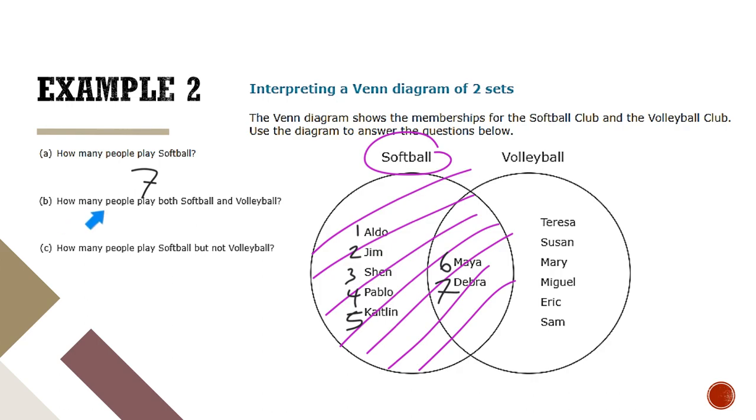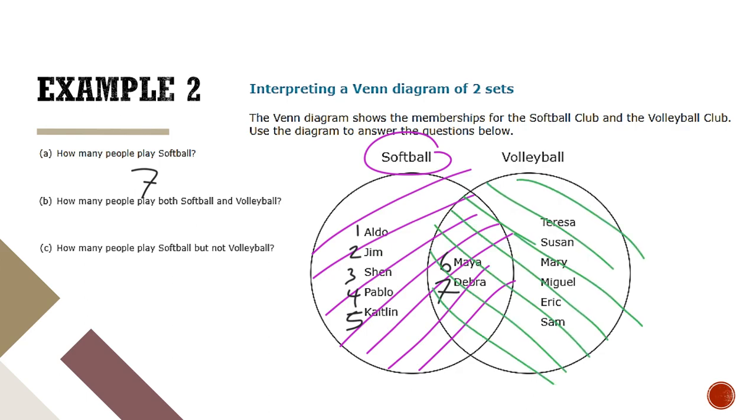So now, how many people play both volleyball and softball? Well, if you think about volleyball, volleyball would be this whole circle here. Now, the idea is, where are they overlapping? This is where they're both sharing or playing two different sports. So Maya and Deborah are both playing softball and volleyball, which is 1 and 2 people. There's only 2 people who play both. That's the intersection.